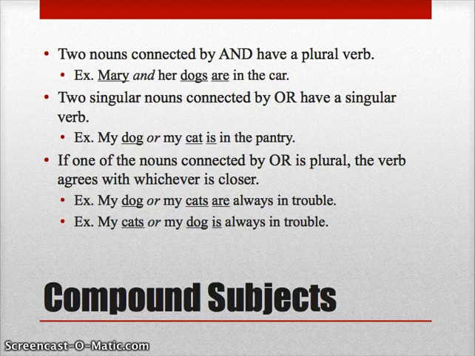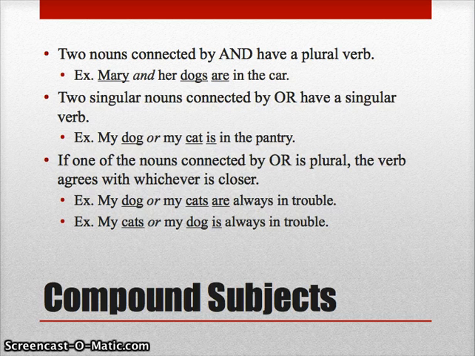Second rule has to do with compound subjects. A compound subject is when the subject is made up of two nouns connected by or and. If two nouns are connected by and, they will have a plural verb. For example, Mary and her dogs are in the car. The number of either of the nouns does not matter in this case.